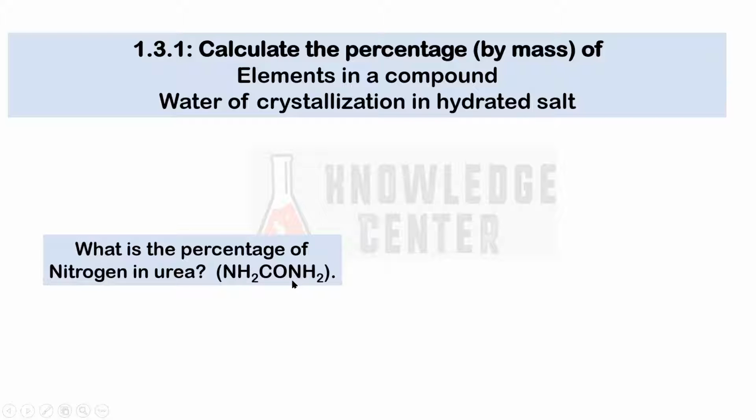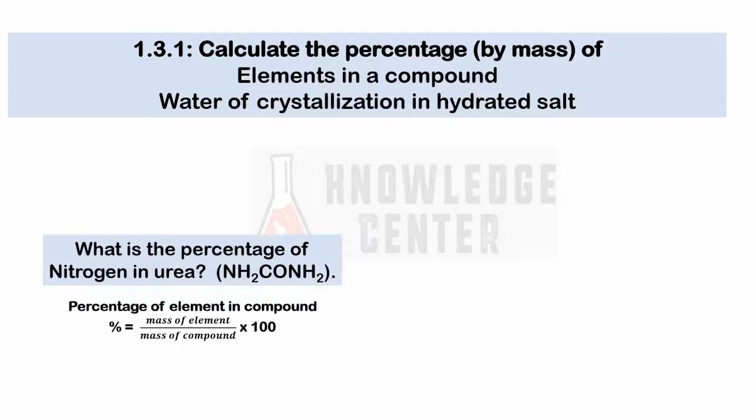What is the formula? I'm just going to show you. The formula for percentage of element in a compound is, you have to write the mass of element first, and you have to divide it by the total mass of the compound, and then that ratio is going to be multiplied by 100 because it is a percentage.